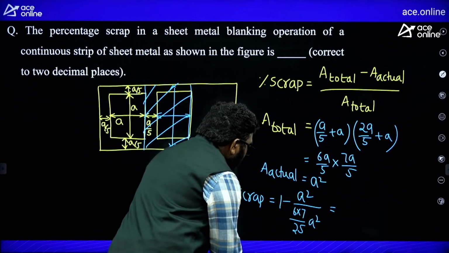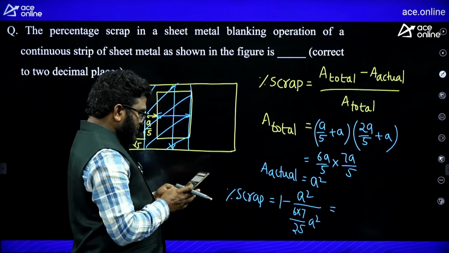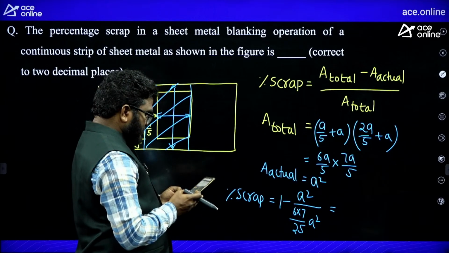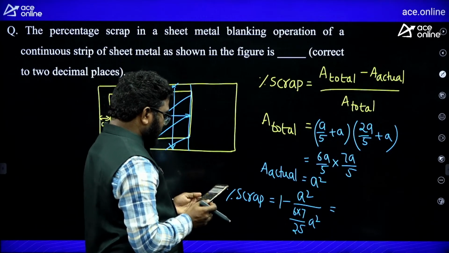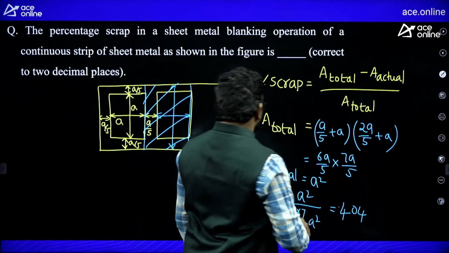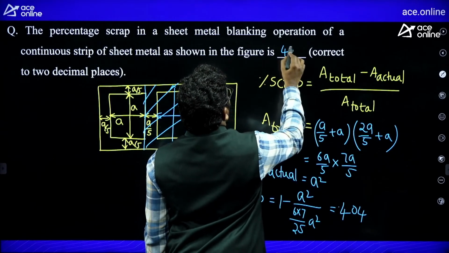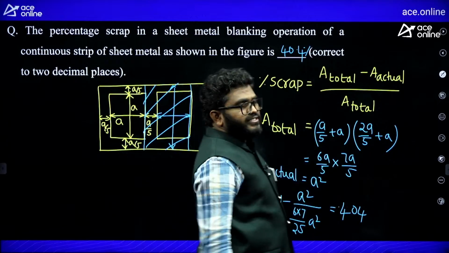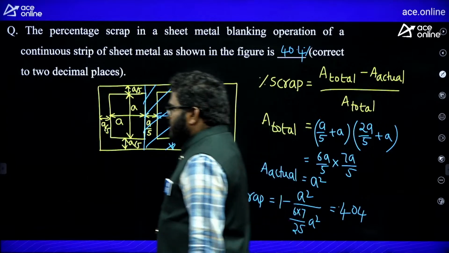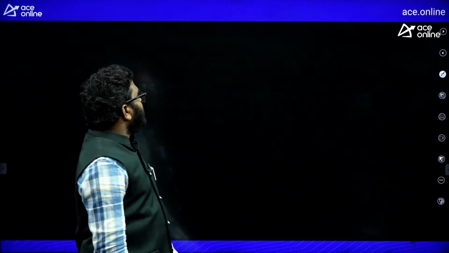So from this you will get 1 minus 25 by 42, which is 0.404. So percentage scrap is 40.4 percent. So this is the scrap strip layout numerical. So these many questions, important questions for your exam, I discussed.